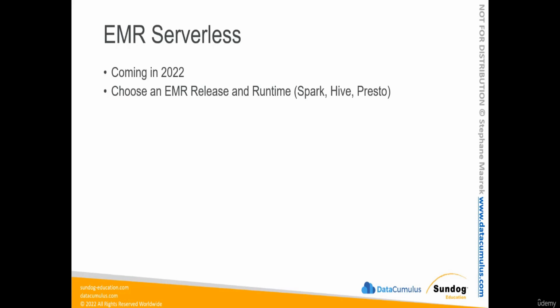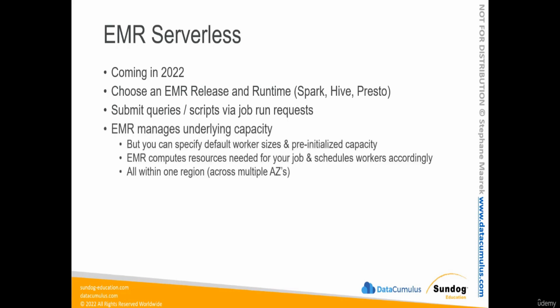So to use EMR Serverless, we just start by choosing our EMR release and runtime, Spark, Hive, or Presto, just like we would before. And then we just submit queries and scripts to our EMR Serverless instance via job run requests. So rather than logging into your master node directly, it's serverless. So you just want to interact with it indirectly. You'll give it a path to some S3 thing somewhere that says, this is where my script is. It'll reference data from S3. And you just feed that script or that Hive query into it from S3 to your serverless server. And it will automatically, in theory, figure out how much capacity you need to actually successfully run that job. So EMR will manage the underlying capacity for you.